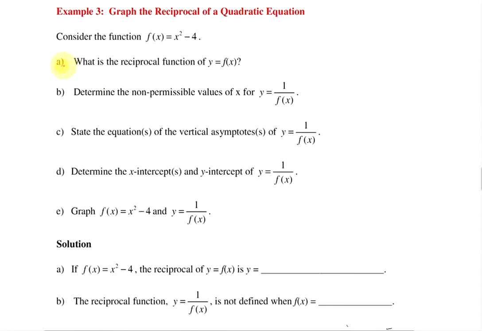So for the first thing that we're going to look at, we're going to determine what its reciprocal is, figure out what the non-permissible values for x are, state the equations of the vertical asymptote for our reciprocal function, determine what the x-intercept and the y-intercept is of our reciprocal function, and then we're going to graph both functions, f of x equals x squared minus 4, as well as the reciprocal function.